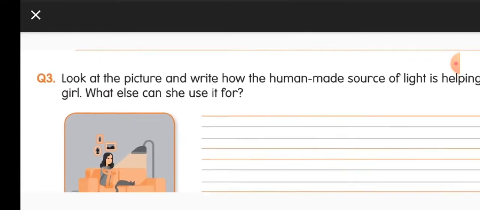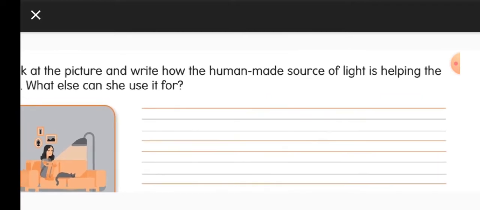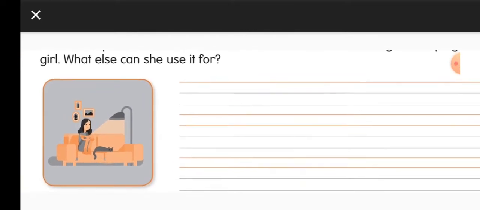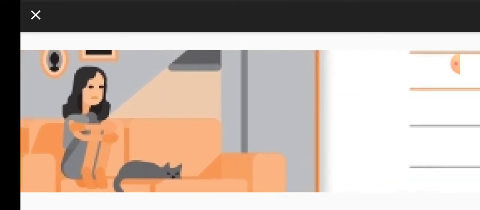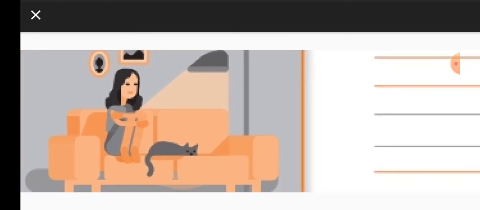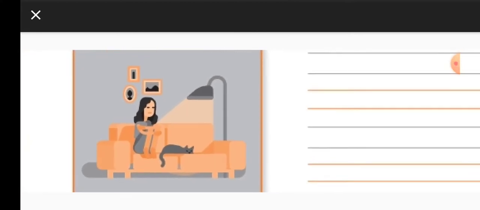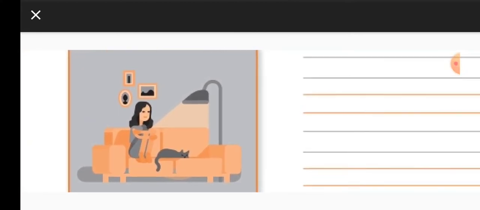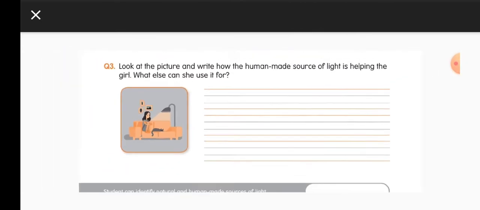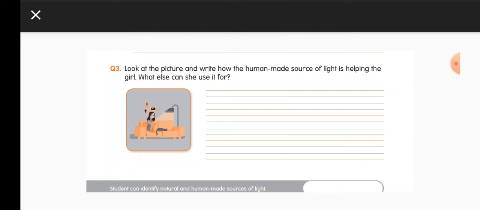Look at the picture and write how the human-made source of light is helping the girl. What else can she use it for? Here, the girl is using the light to know where the things are in the room. But she can also use the light to complete her work. She can read and write and do other activities, right?